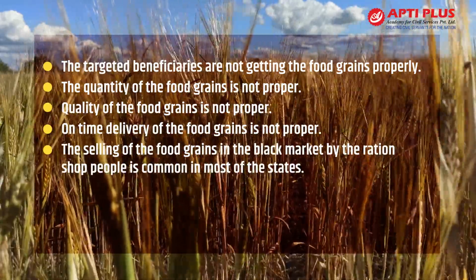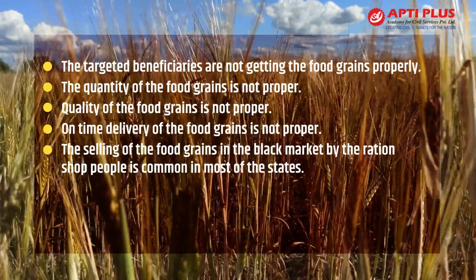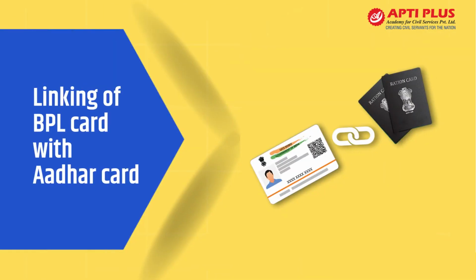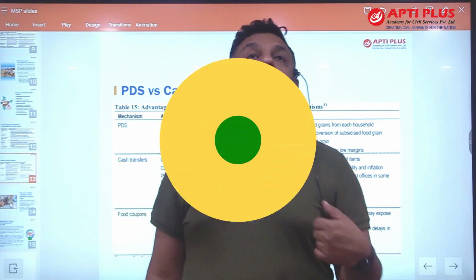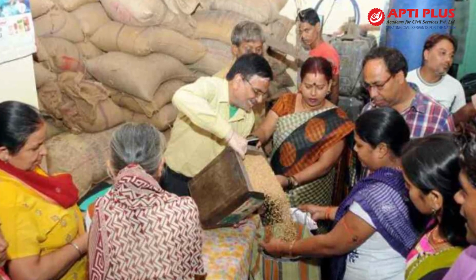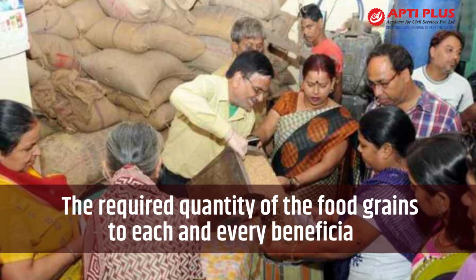Because of that reason, the various state governments, with the help of the central government, have come up with various initiatives like the introduction of biometric machines in ration shops, and linking of BPL card with Aadhaar card to identify the fake or ghost beneficiaries. Third, making sure that ration shops open at the required time and issue the required quantity of the food grains to each and every beneficiary.